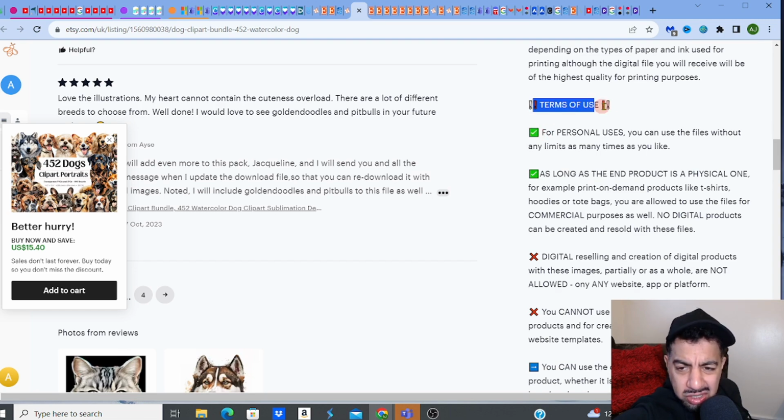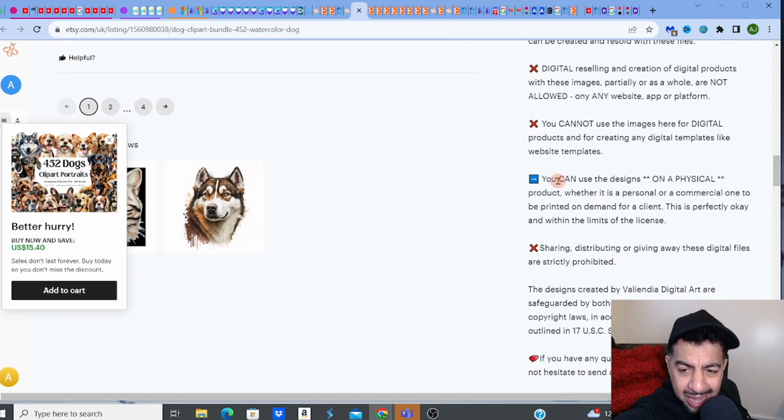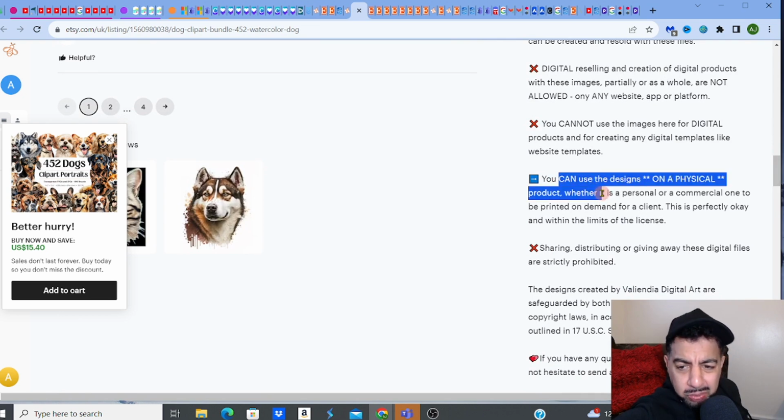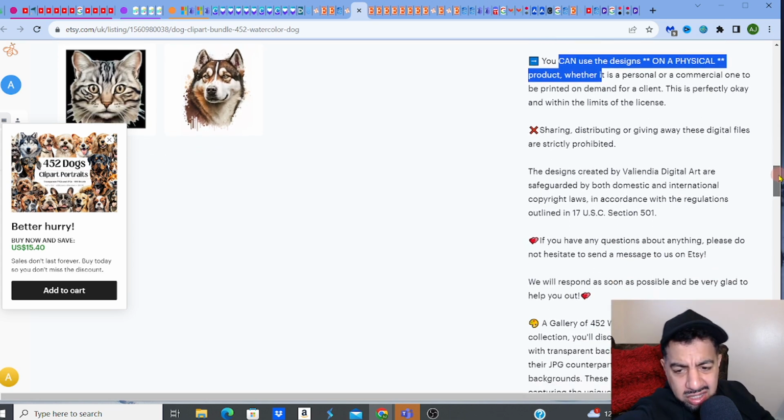And then you've got these ones for terms of use, right? Having sections that are clear. You can use a design on a physical product, explaining how you can use it clearly in detail, right? Because look, a lot of people have questions. They want to know, what size is it? Is it 300 DPI? What can I use it for? You're answering all the questions, as many questions as you can think of, answer them, right?